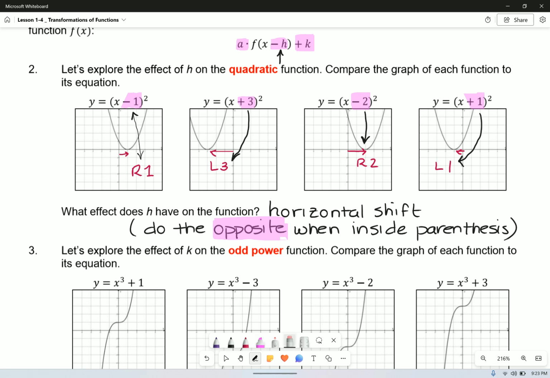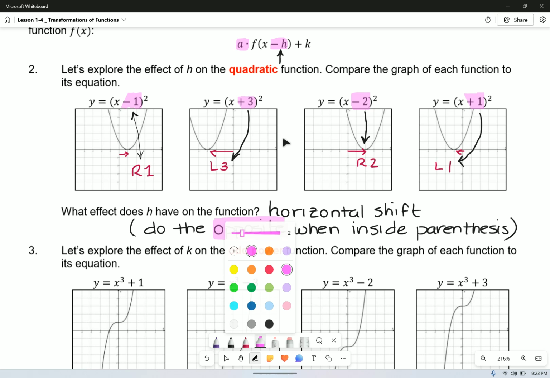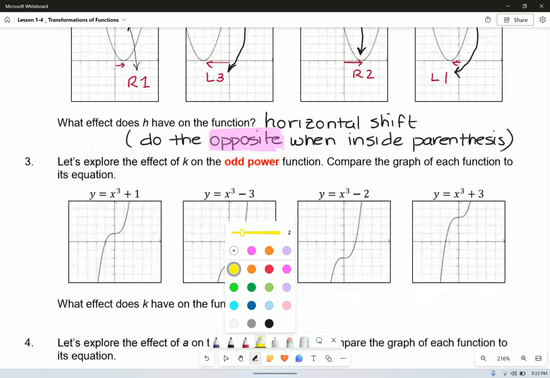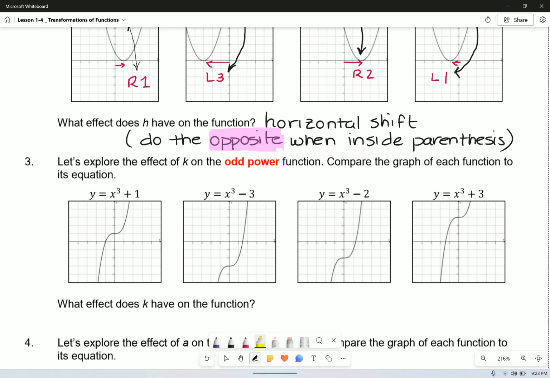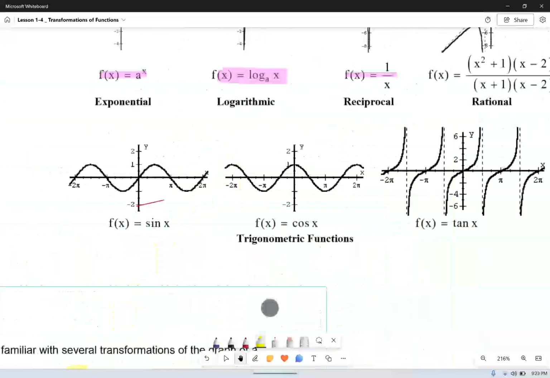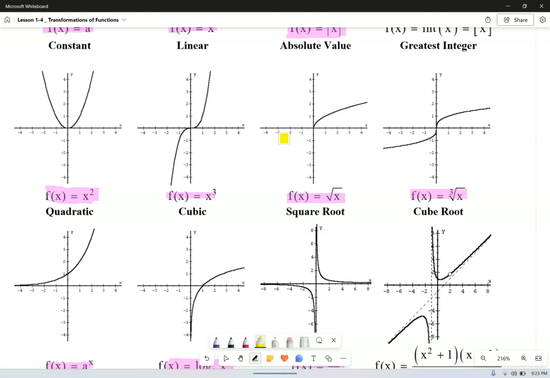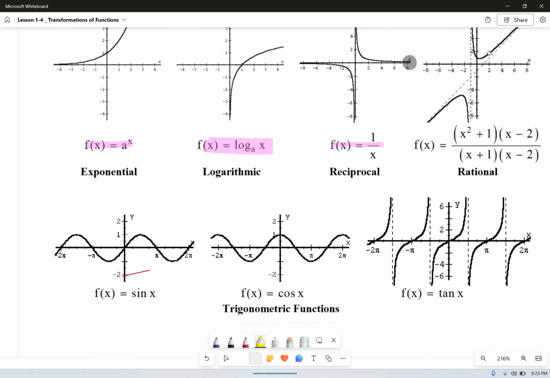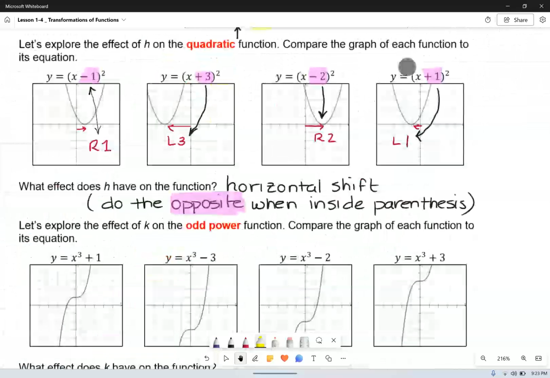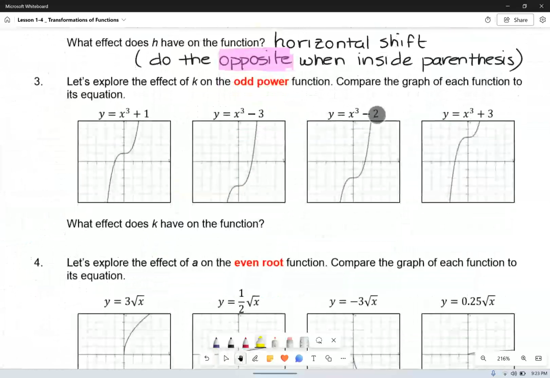Now, let's go look at the K value. And the K value, let's highlight it here in yellow. In this particular problem, you're seeing that they want us to look at the odd power function. So let's go back to this parent function. The odd power function is this one right here. So we have this odd power function going through the origin, and that yellow graph is going to shift based on the numbers. Let's see how the numbers affect this parent function.